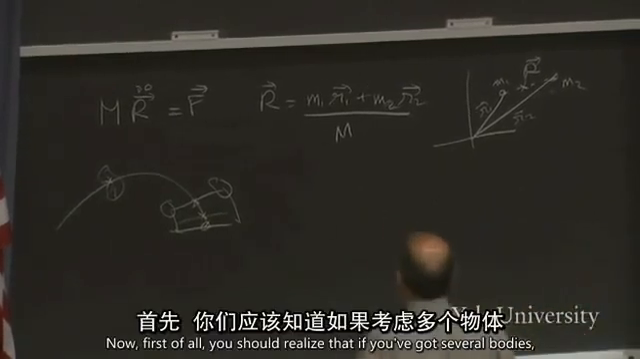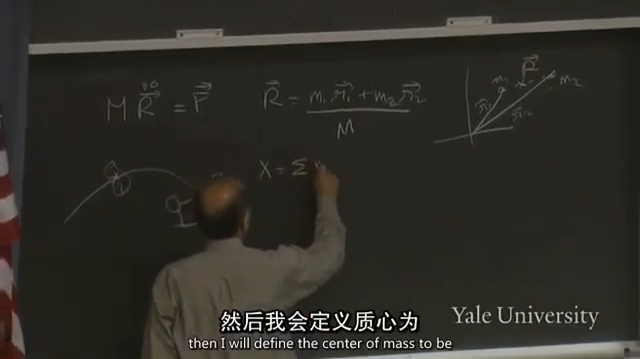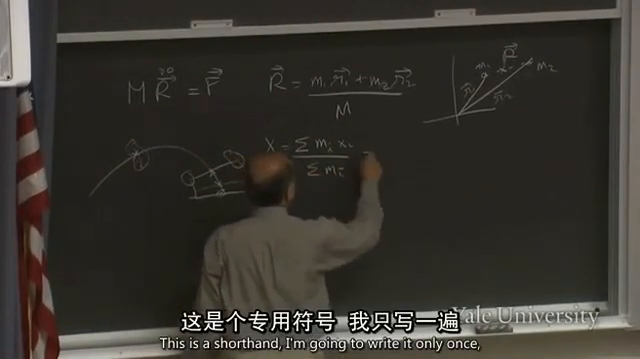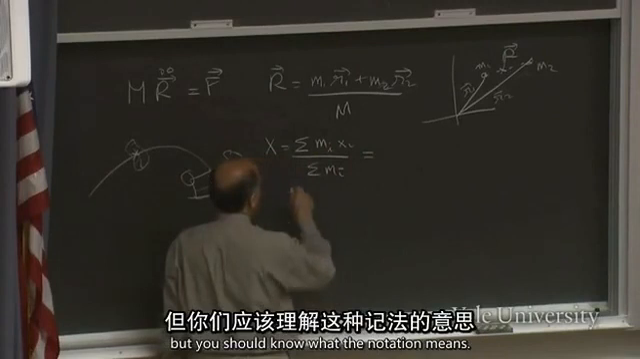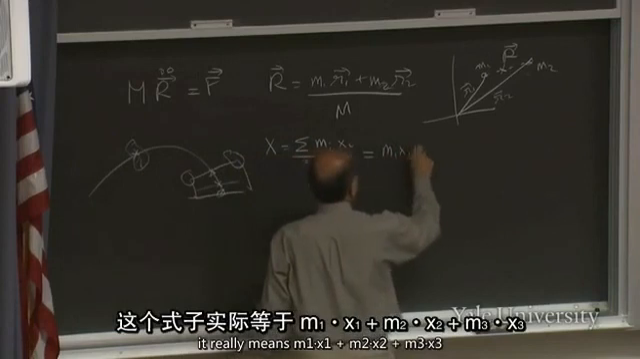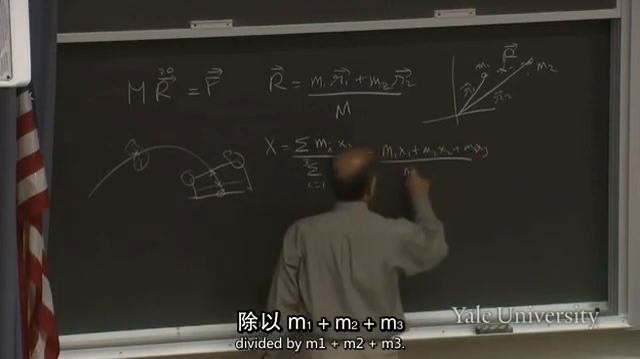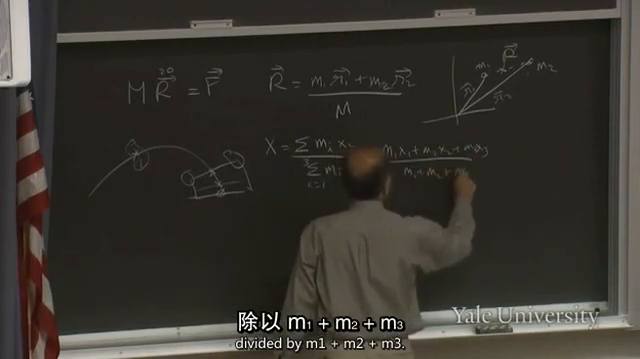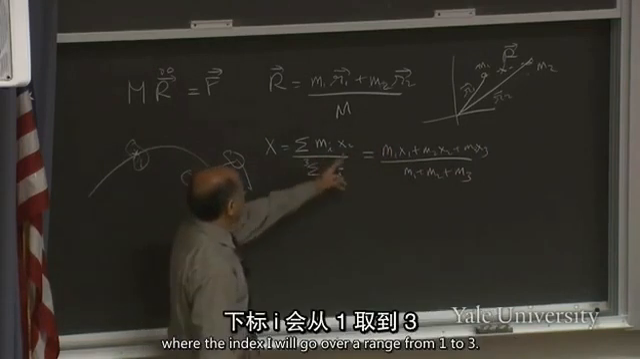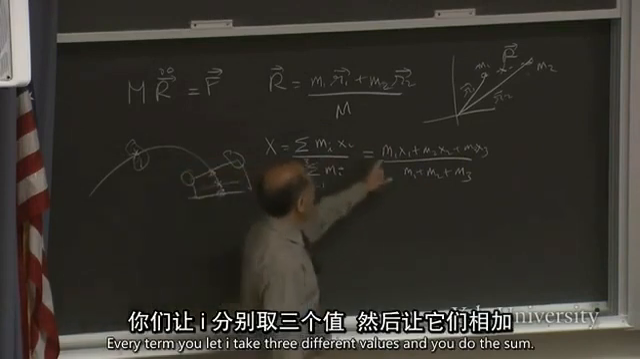Now, first of all, you should realize that if you've got several bodies, say three bodies, then I will define the center of mass to be sum of mi xi divided by sum over mi. This is a shorthand. I'm going to write it only once, but you should know what the notation means. If i goes from 1 to 3, it really means m1 x1 plus m2 x2 plus m3 x3 divided by m1 plus m2 plus m3. This summation is a notation mathematicians have introduced where the index i will go over a range from 1 to 3. For every term, you let i take three different values and you do the sum.